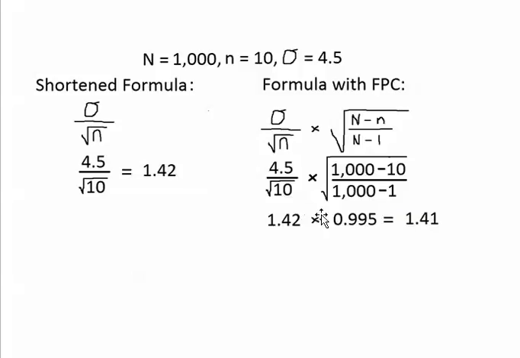The reason why these two numbers come out so close is because this last part of the formula, the FPC, comes out to 0.995, which is very close to 1. So since this number is so close to 1, it pretty much doesn't affect the formula. Multiplying 1.42 by this number is basically just like multiplying this number by 1. When you multiply something by 1, you get the same answer.